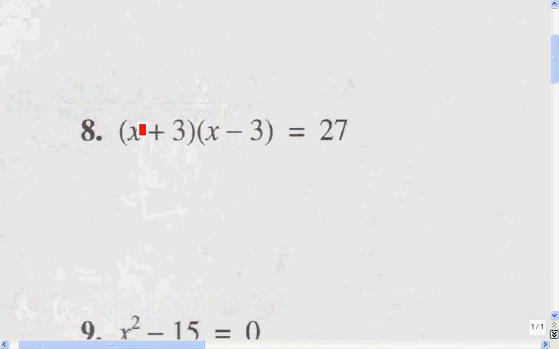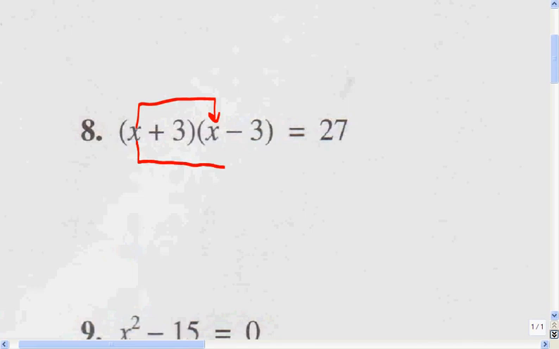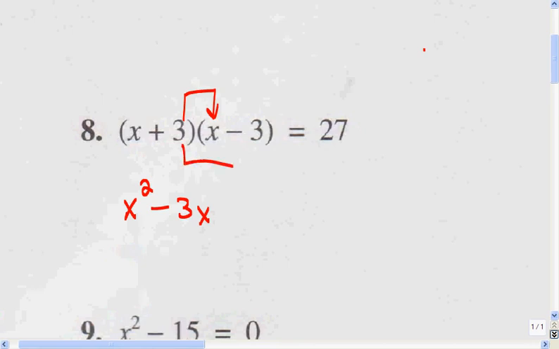Okay, here I'm going to multiply these two. And remember that when you're multiplying parentheses, you multiply the first term times everything in the second term. So let's do that first. x times x is x squared. And x times 3 is a negative 3x. Then you multiply the second term times everything in the second parenthesis. So 3 times x is a positive 3x, and positive 3 times a negative 3 equals a negative 9 equals 27.